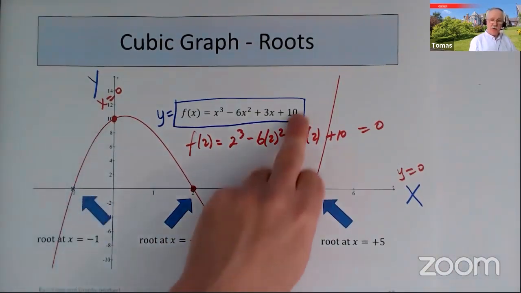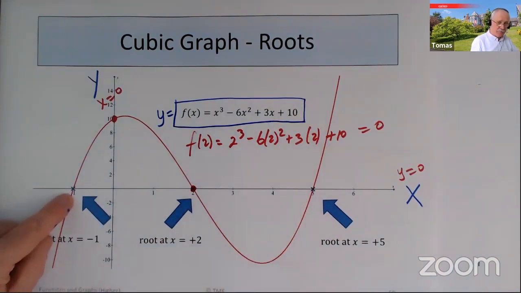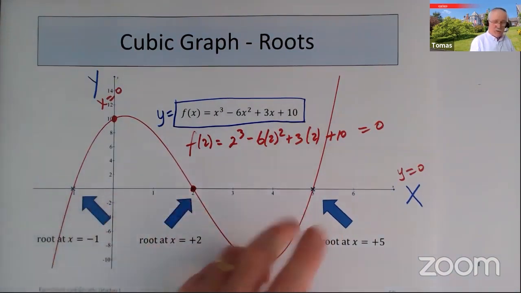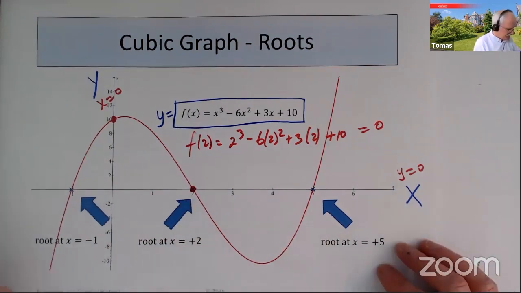This is an interesting graph by eye because there's a root here, there's a root here, and a root here. We might be told that, or we may have to find them. Okay?